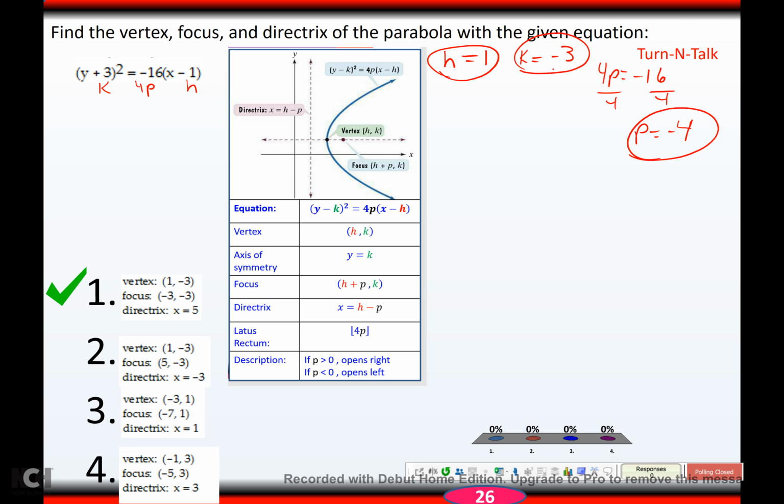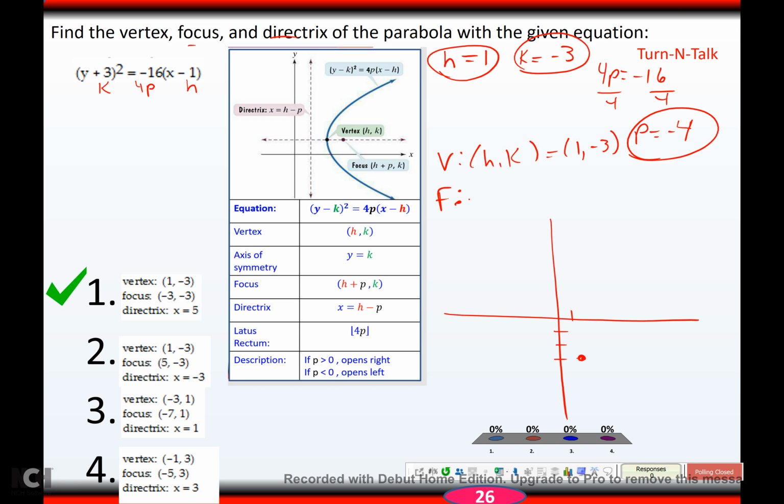To get my vertex, it's h comma k, so that's going to be 1 comma negative 3. I'm just going to go ahead and graph this as we go, just for practice, even though you didn't have to do it here. So 1, negative 3. What else do they want? The directrix. Oh, that was my vertex. So they want my focus.